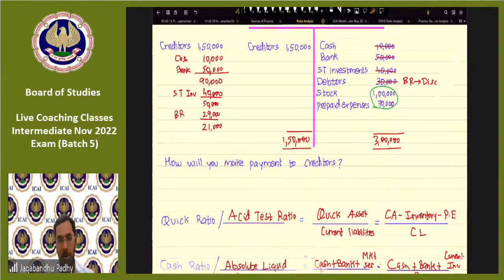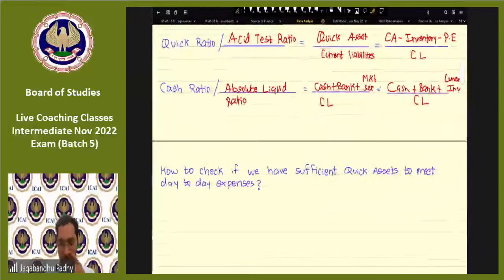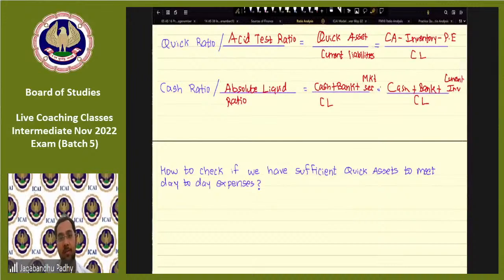Now the next question immediately arises, sir, how do we check if we have sufficient quick assets to meet the day-to-day expenses? How do I know that I have sufficient quick assets available for my day-to-day expenses? How can I check that, guys?